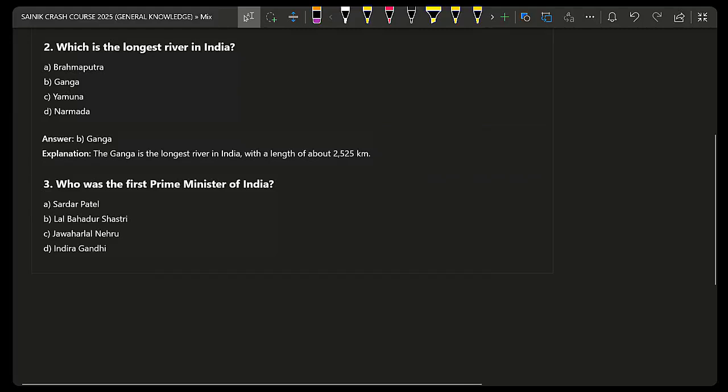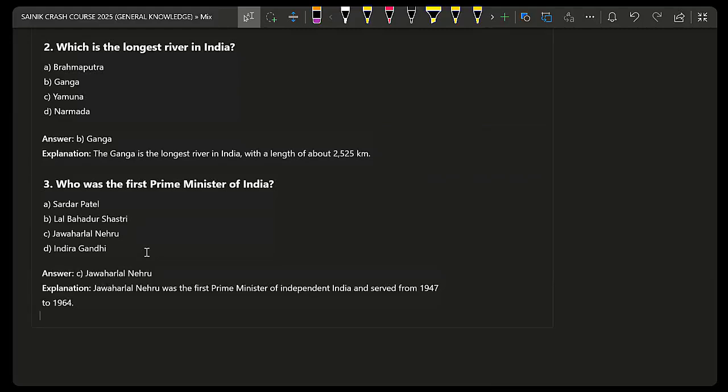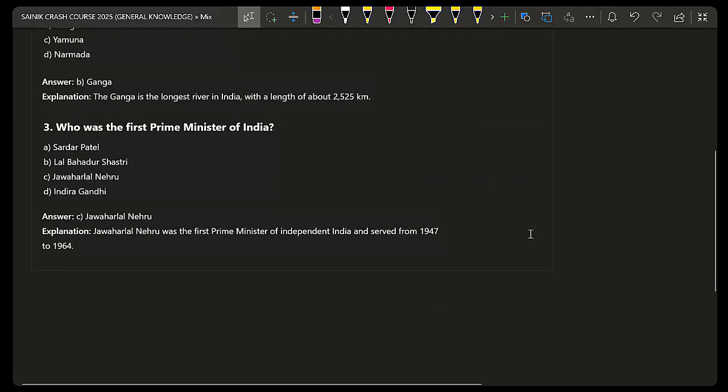So time up, and we received 0 votes for option A, Sardar Patel, no selection. 1 vote for Indira Gandhi, that is wrong answer, and 2 votes for Lal Bahadur Shastri, also wrong answer. Majority of the students gave correct answer, that is option C, Jawaharlal Nehru. That is the correct answer. Jawaharlal Nehru was the first Prime Minister of independent India and served from 1947 to 1964.